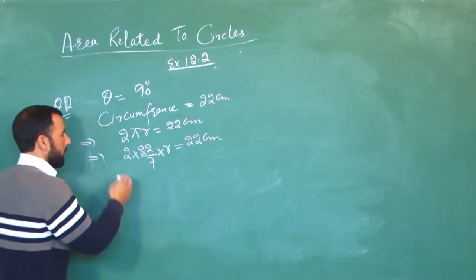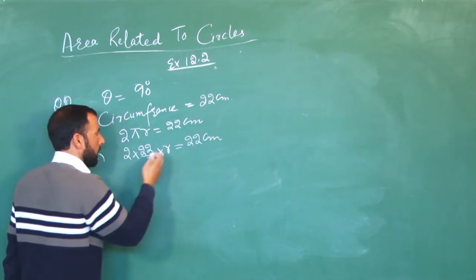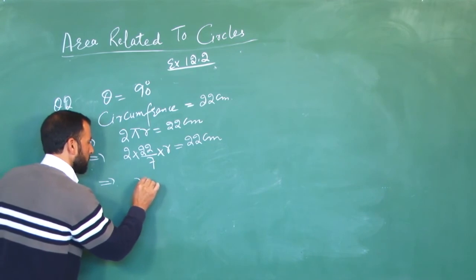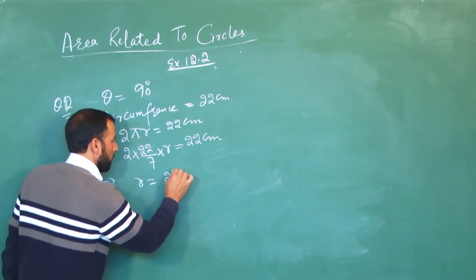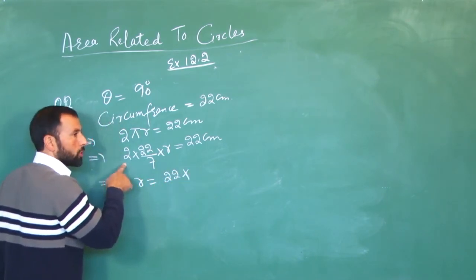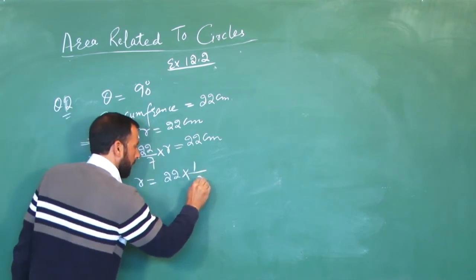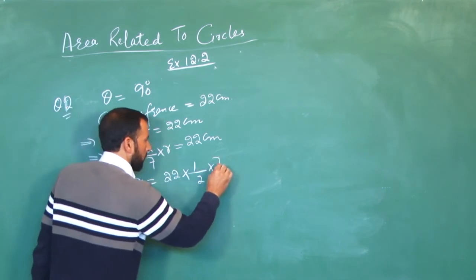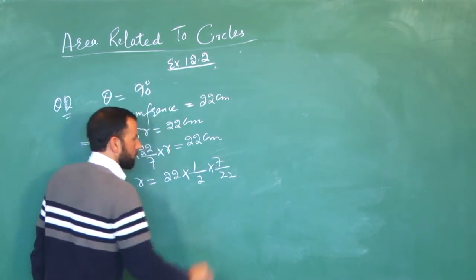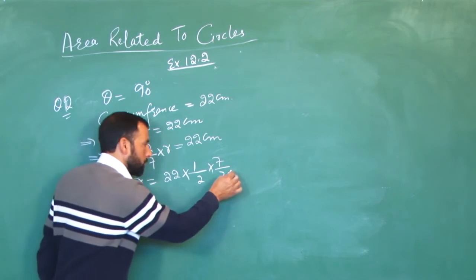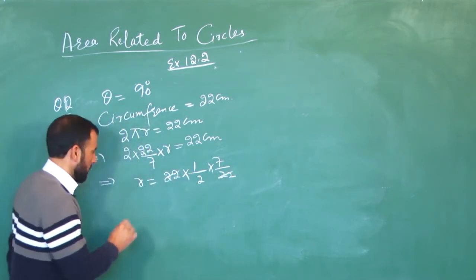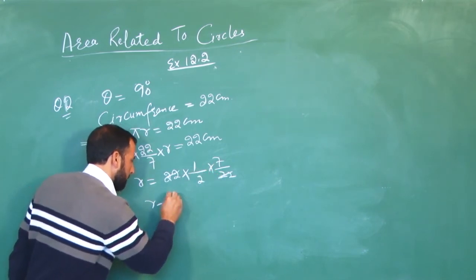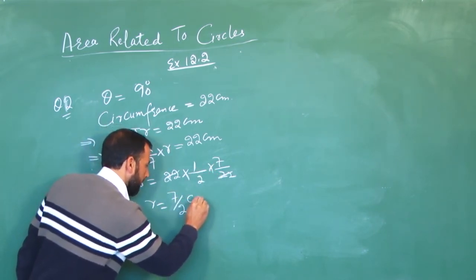So here we can transpose 2 to the right hand side and 22 by 7 to the right hand side. We get here r is equivalent to 22 into, when you transpose this 2 to the right hand side, it will divide, it is 1 by 2, and 22 by 7, it will be reciprocal there, 7 upon 22. Clearly this 22 and 22 cancel. You get r equals to 7 into 1 is 7 divided by 2 centimeter.